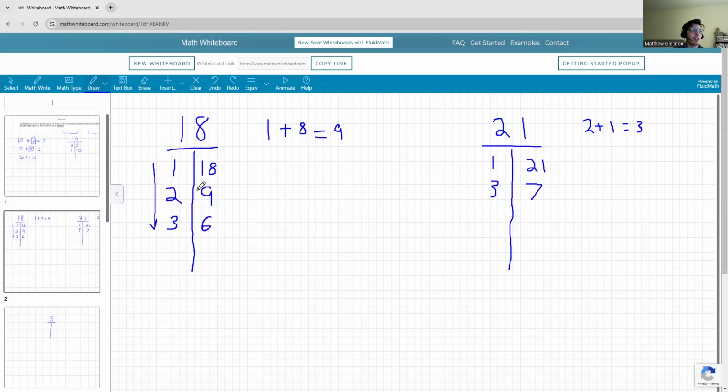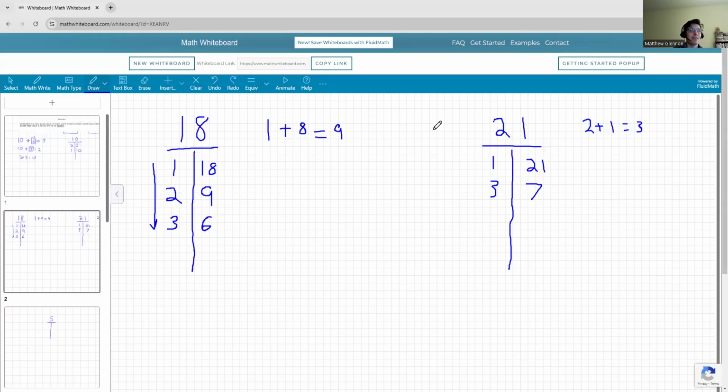Now, over here, 2 is not a factor of 21, so 4 we can just skip over on this side. On this side, 2 is a factor of 18, so we can check it real quick. And we know 4, 8, 12, 16, 20. It skips over 18. So 4 is not a factor of 18.